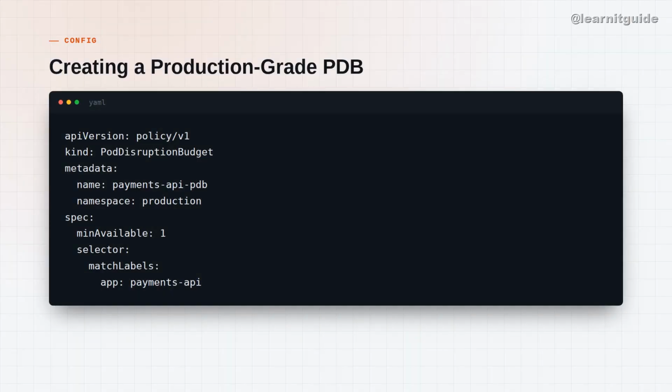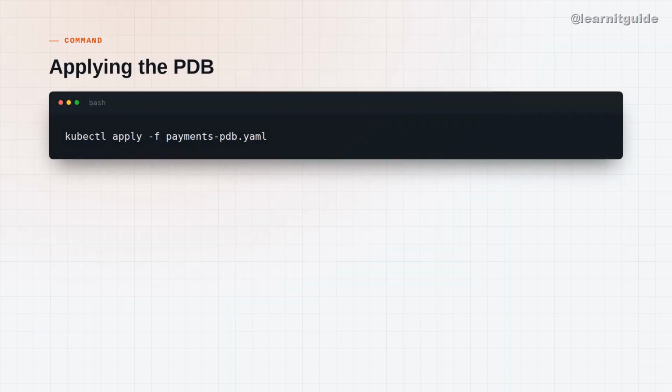Let us create a production-grade budget for our payments API. We use the policy API group. The minAvailable field is set to 1, which tells the cluster that even during a drain, at least one instance must remain running. The selector matches our label, ensuring the controller knows exactly which pods are protected by this specific budget. To apply this, we use the standard apply command.